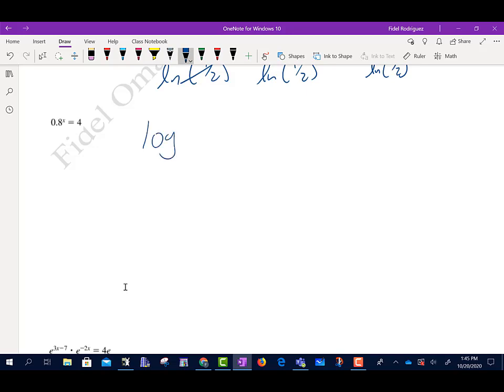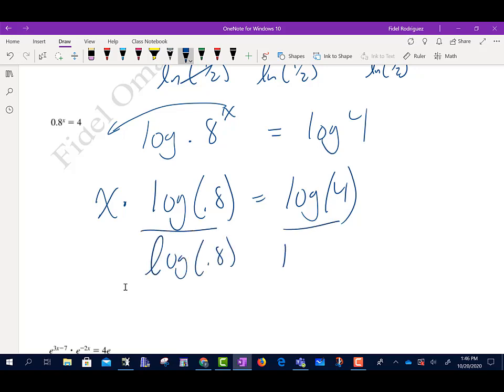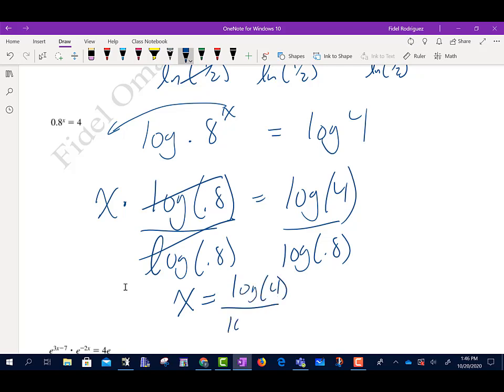So the log of 0.8 to the power x is equal to the log of 4. Again, that x is going to come down to the front. x times the log of 0.8, okay, I'm putting it in parentheses just because that's how our calculators write them, is equal to the log of 4. So let me divide by the log of 0.8 on both sides. Remember, those cancel out. So x is equal to the log of 4 divided by the log of 0.8.